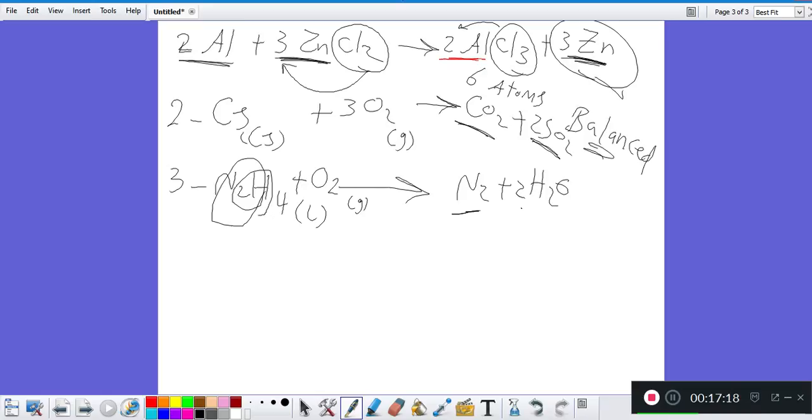Count the number of hydrogen atoms here. It is 4. We got here 4 hydrogen atoms, and the oxygen here is 2 atoms, and the oxygen in the reactant is 2. So the equation in that case could be described as a balanced equation.